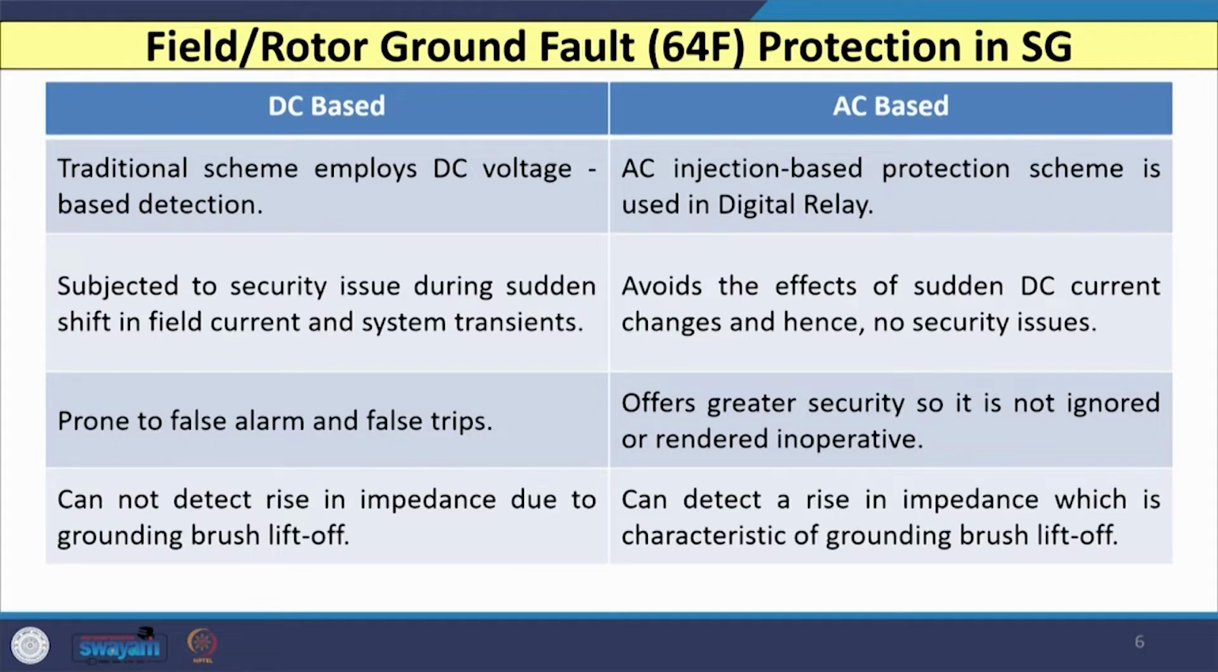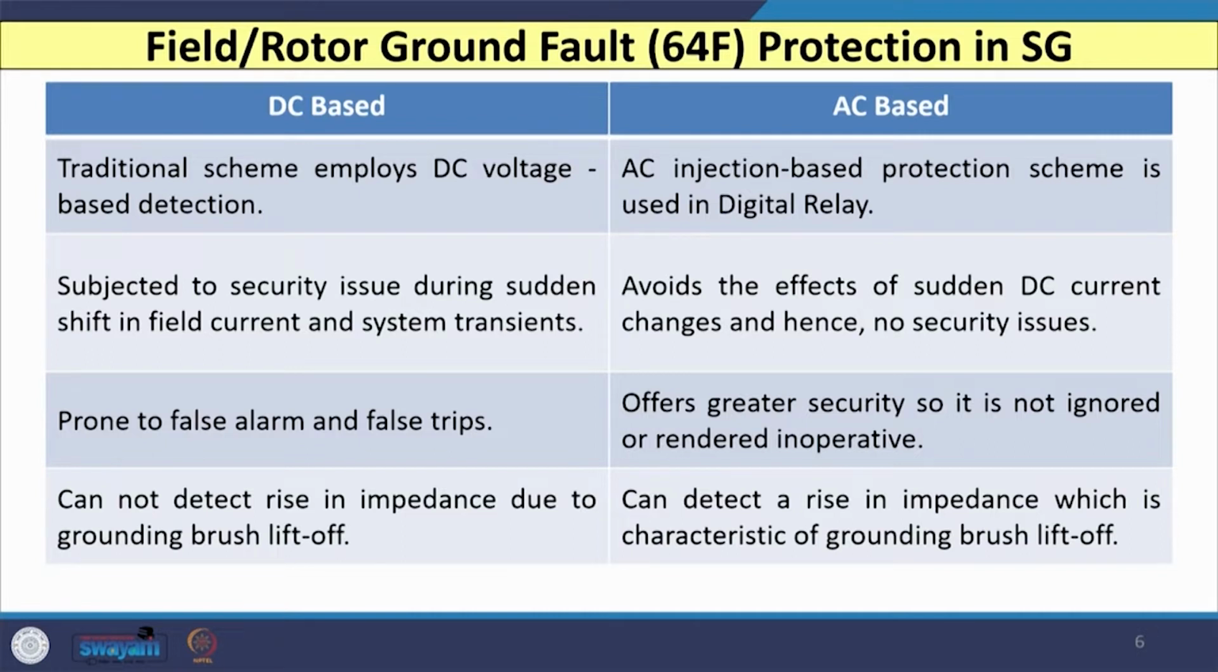Normally, whenever a ground fault occurs in the rotor of the synchronous generator, the first ground fault is not that important, and normally an alarm is issued in most cases. However, if a second ground fault occurs in the rotor of the synchronous generator, then a tripping command must be initiated. So, for that, earlier a DC voltage based detection scheme was used to detect the ground fault in the rotor circuit, by most of the utilities.